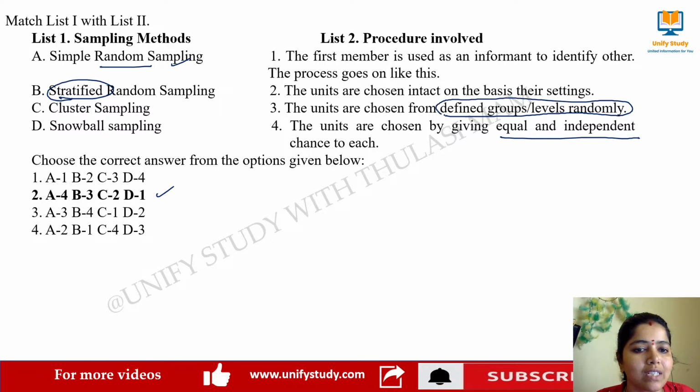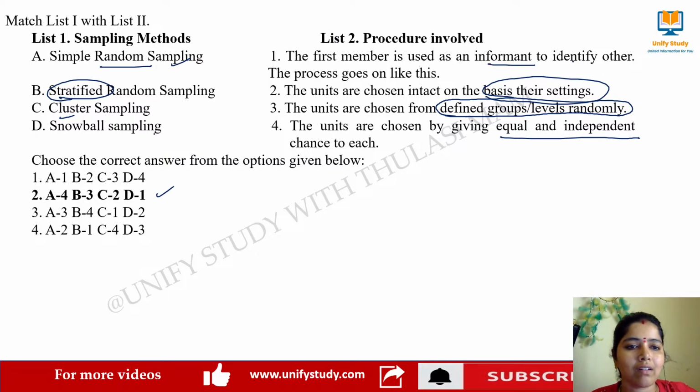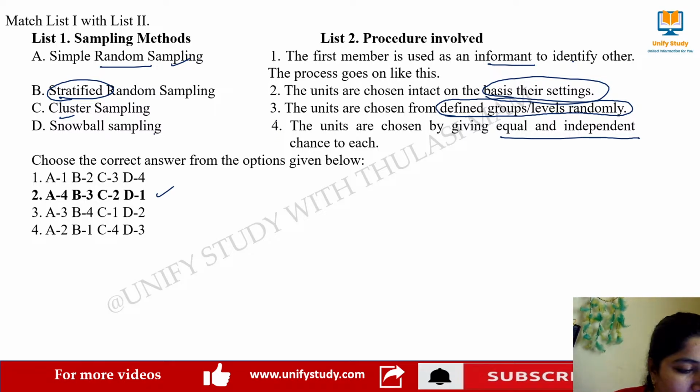Defined group levels, randomly. C2, cluster: the units are chosen intact on the basis of their settings, natural settings, their place, their location. Snowball sampling means the first member is used as an informant to identify the others, and it goes on like a snowball. Looking at the answer is not a problem, but are you able to identify the answer correctly? That is what I need.